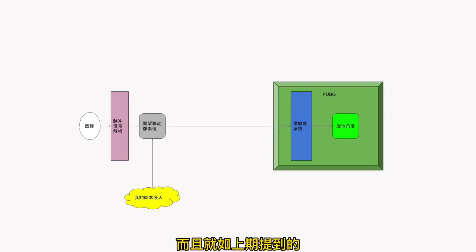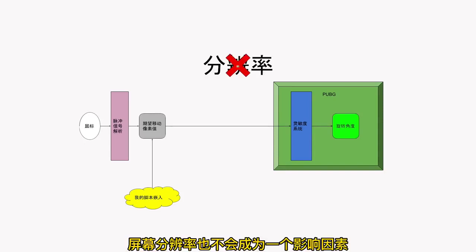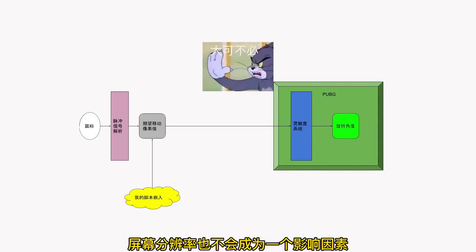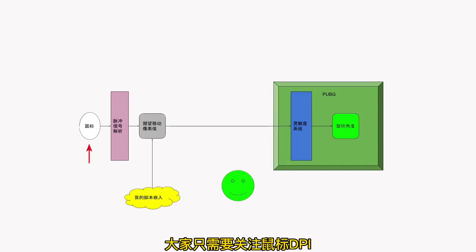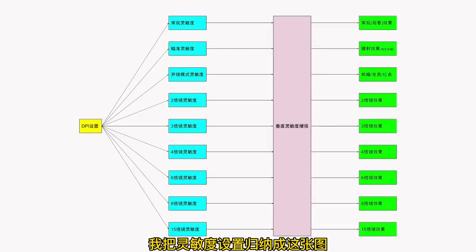And as mentioned in the last video, the game directly converts mouse movements into rotation angles, but not length. So screen resolution is not a factor. You only need to focus on the mouse DPI and in-game sensitivity settings. After experiments, I've summarized the sensitivity settings in this chart.